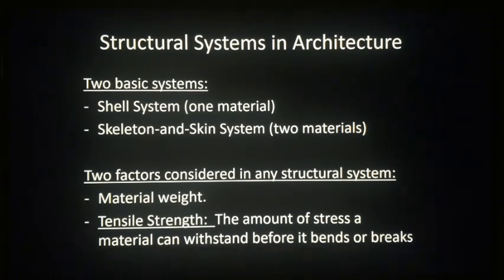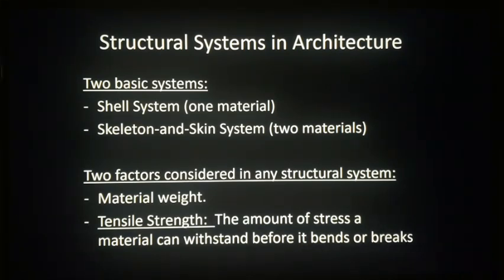The skeleton and skin system we really don't see starting to come about until the end of the 1800s and into the 1900s. It takes over in the 20th century. So thinking about more modern skyscrapers using two materials, one being for support, a skeleton like steel, and then using a separate material to make the skin or the sheathing on the outside of that structure, like glass in the case of skyscrapers.